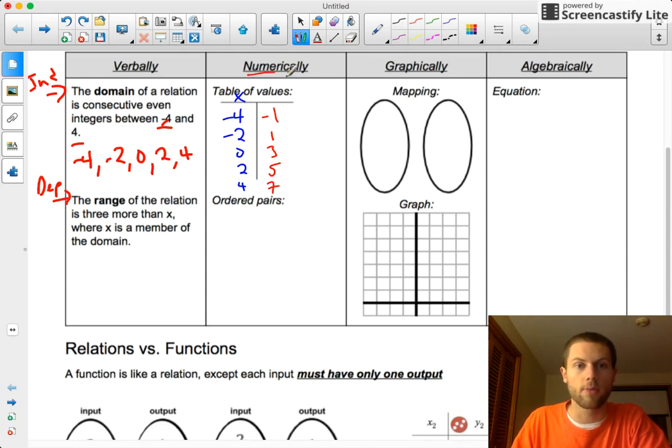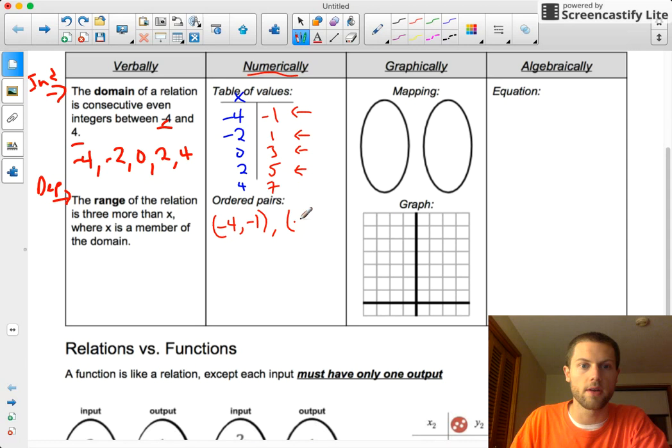We can also numerically represent our relation with ordered pairs, just like you would any sort of ordered pairs that could be graphed. So we can turn all of these rows into ordered pairs. And let's do that below. So we have -4, -1.